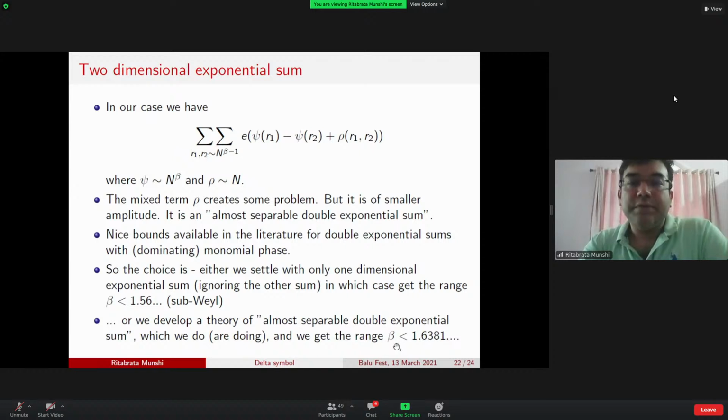And that gives us a range which is much superior to the range that we have over here. So it gets better to be less than 1.6381... So we use Bombieri-Vinogradov theory over here, and that gives us the second theorem.